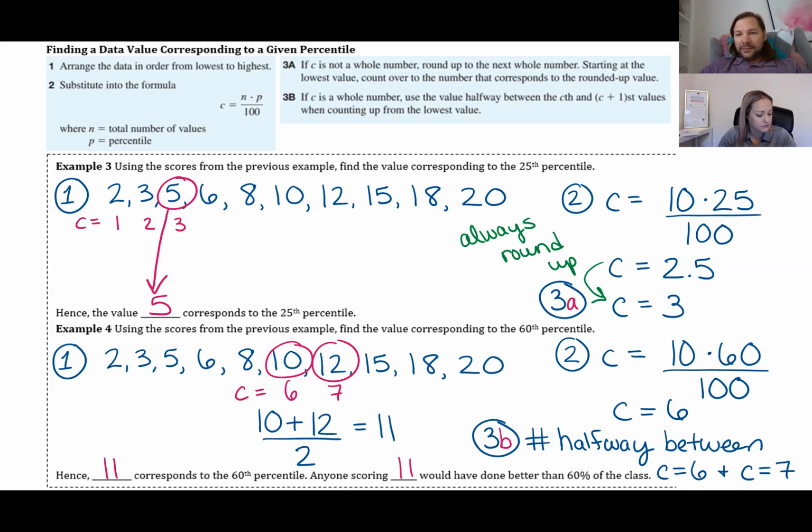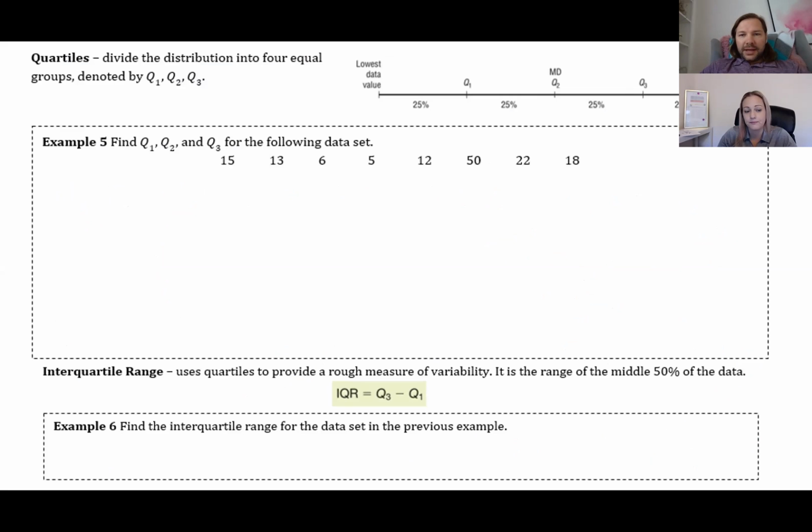Does that sound good, Karen? Yeah. Okay. Okay, now we're going to do quartiles. I can't remember, am I talking about this or are you talking about it? I can talk about it. You can talk about it.